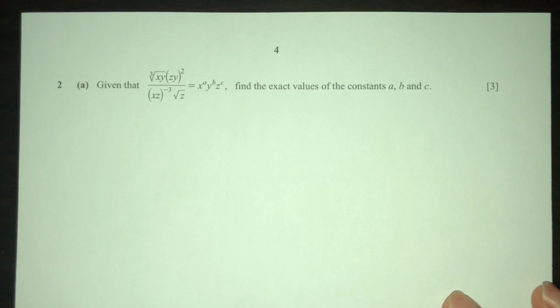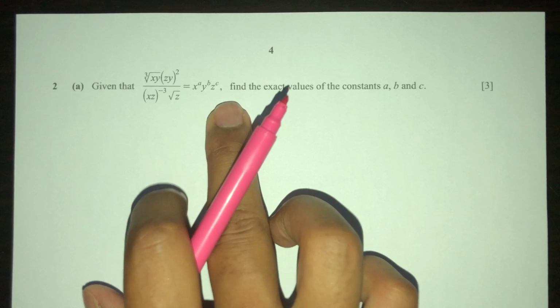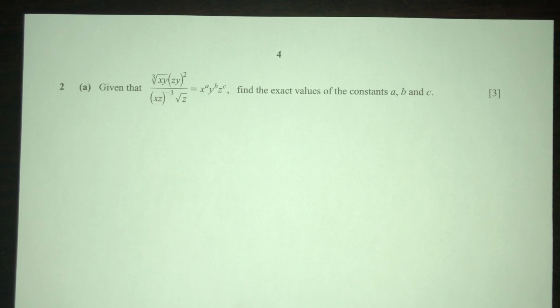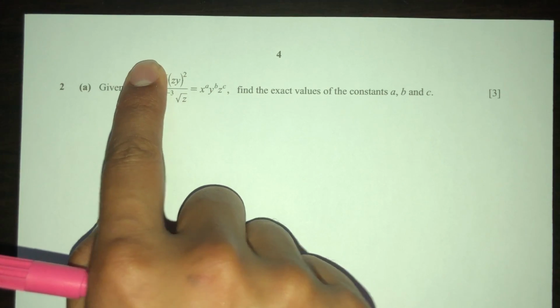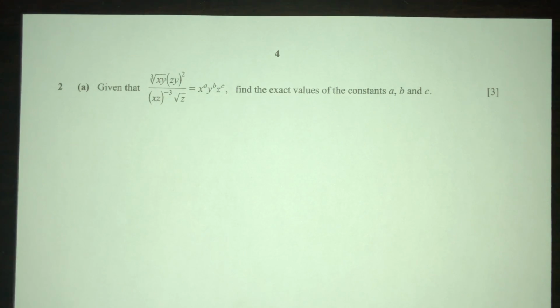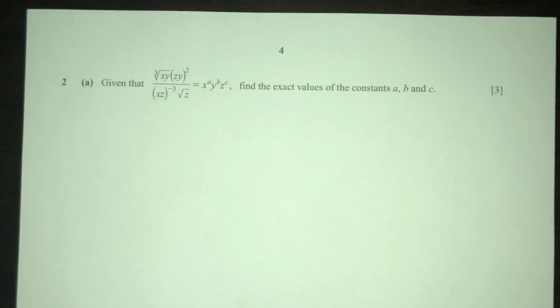Now let's move on to question number 2. Given that we have this equal to this, find the exact values of A, B, and C. What we know from this is that the left-hand side is going to equal the right-hand side after simplifying this side. Now again, here you can see these indices. We have to use the laws of indices. So what are a few things we know about indices?